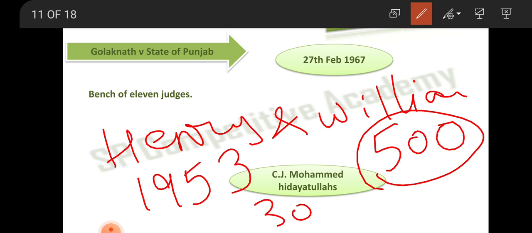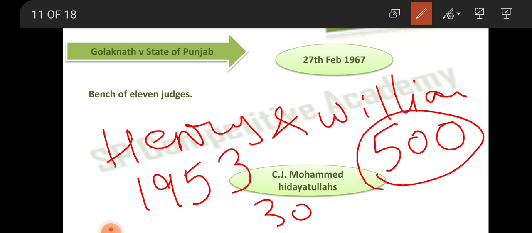It was argued by the two Golaknath brothers that citizens have a fundamental right to property under Article 19 of the Constitution. Now we do not have the right to property as a fundamental right, but at that time we did, under Article 19. So why can't we keep this land? Why is the government taking our land? This was the case filed by the Golaknath brothers.